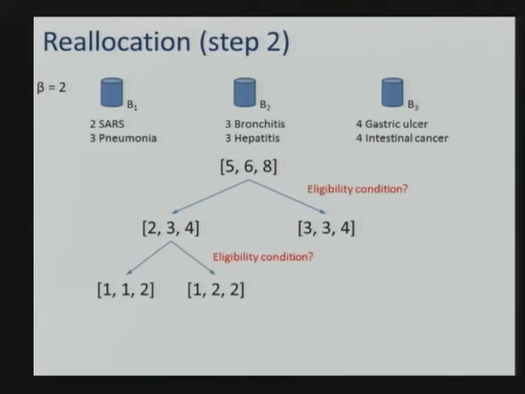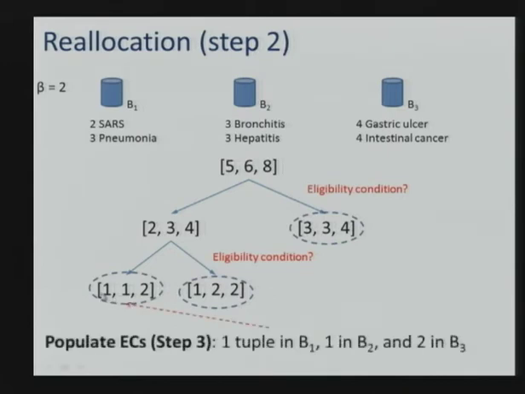So finally, we will have 3 leaf nodes. Each node represents an equivalence class. For example, the first leaf node on the leftmost says that we can take any one tuple from bucket 1, any one tuple from bucket 2, and any 2 tuples from bucket 3. Any tuples you take, beta likeness will be satisfied. Here, beta is equal to 2.